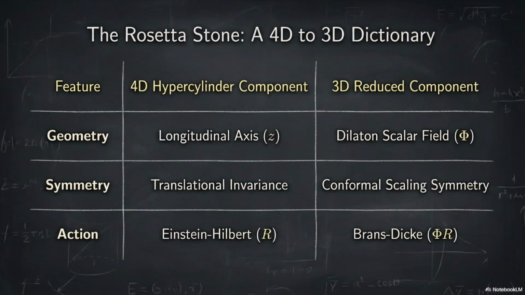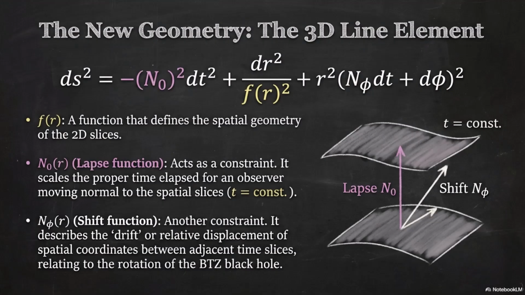And the simple Einstein-Hilbert action in 4D becomes the Brans-Dicke action in 3D. So with that whole process complete, what does the new 3D black hole geometry actually look like? It's defined by the 3D line element. This is the equation that describes distance in this new spacetime, and has 3 key functions in it: f(r), n⁰, and nᵠ.